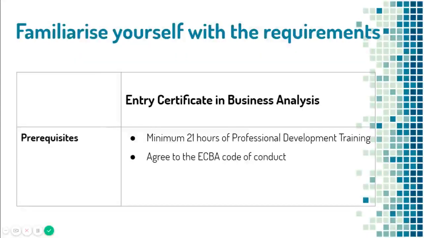Furthermore, each of these levels has its own requirements. For the entry level, you only need to meet 2 requirements. The first one is for you to attend a training program which will enable you to document the minimum 21 hours of professional development training. And the second requirement is for you to agree to the CCBA Code of Conduct. This is very easy to do. Like I said, it's targeted at those who don't have any experience of business analysis whatsoever.